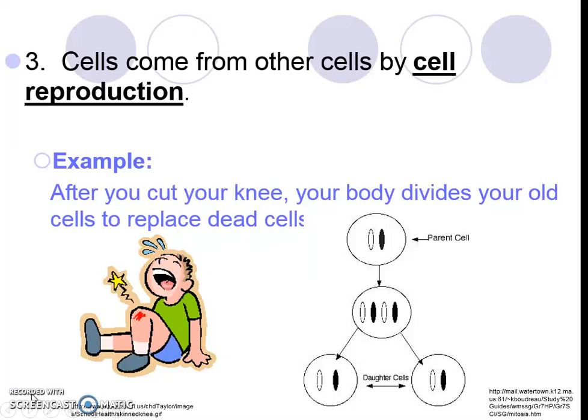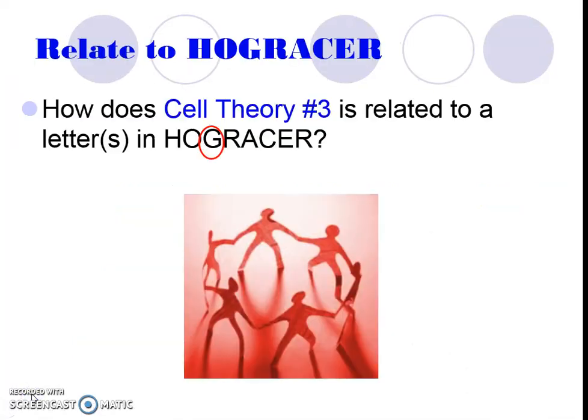All right, great job, guys. Oops, and last but not least, I forgot. We have to add what letter of Hog Racer should work for cells from other cells. We could say growth, or we could say R, reproduce. I'd accept either.